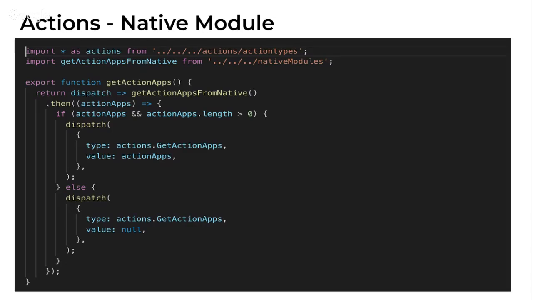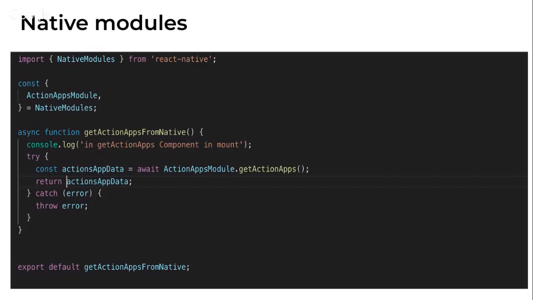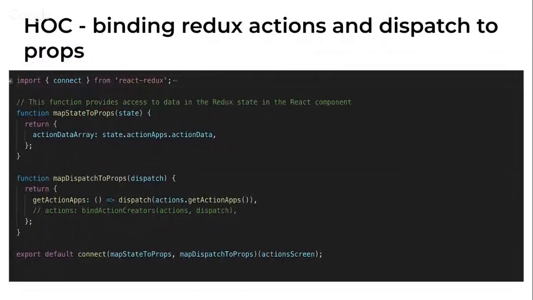So far we saw how to create a store, how to provide that store through the rest of the React components, and how to dispatch an async function instead of directly dispatching an object. Now we are going to see how to make a component use all these store and dispatch things. Let's assume I have a component like action screen, and this is a higher order component which takes this component and maps the state to props and dispatch to props.